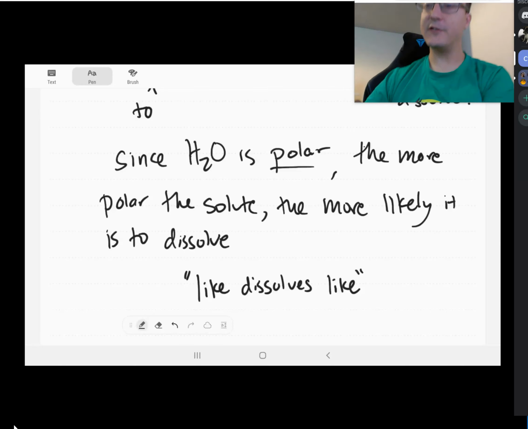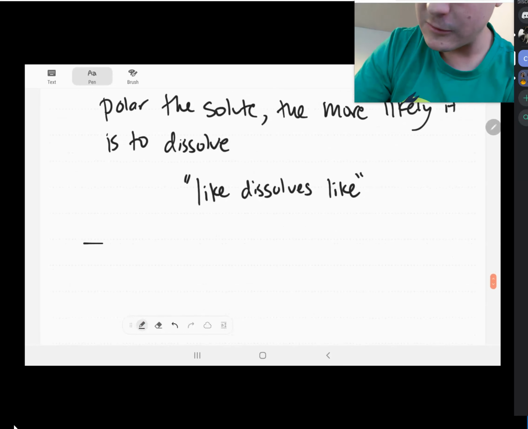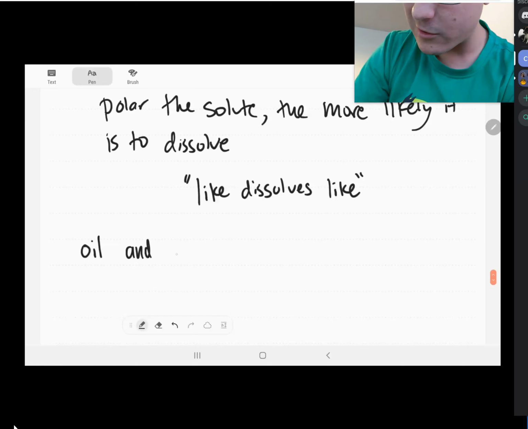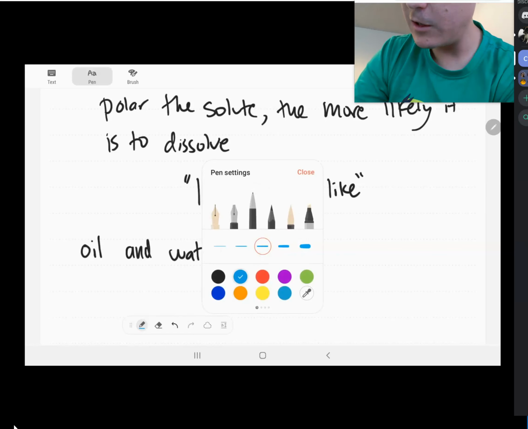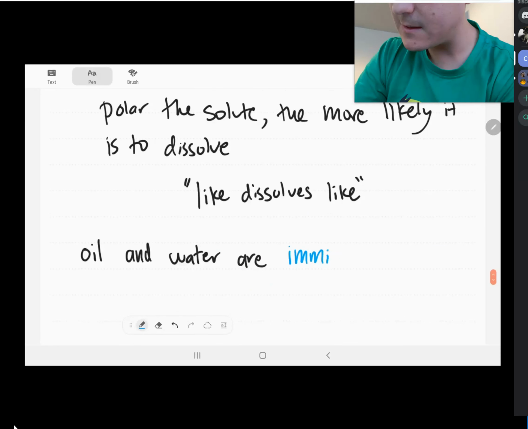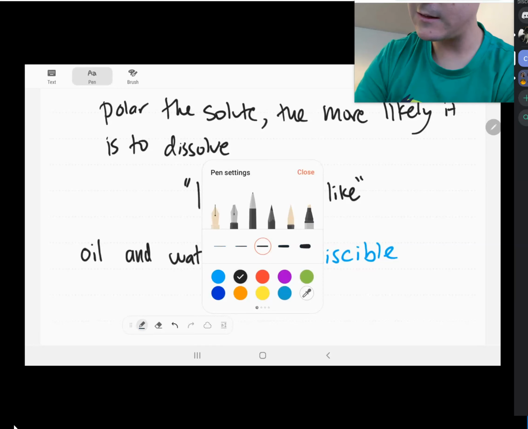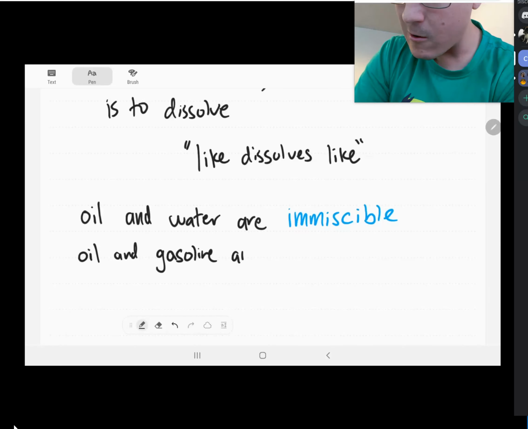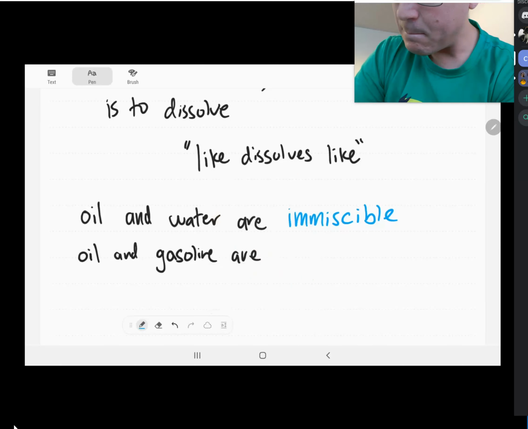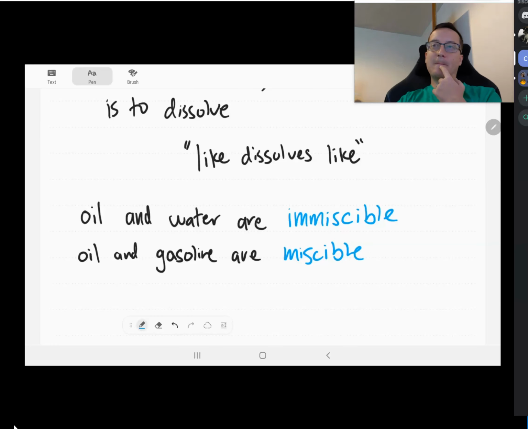Okay, so we have one more word to talk about, and I'm going to use it in a sentence. Oil and water are immiscible, whereas oil and gasoline are miscible. So, what do we think miscible means?